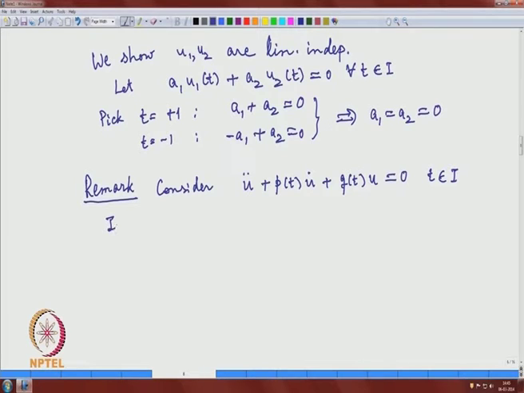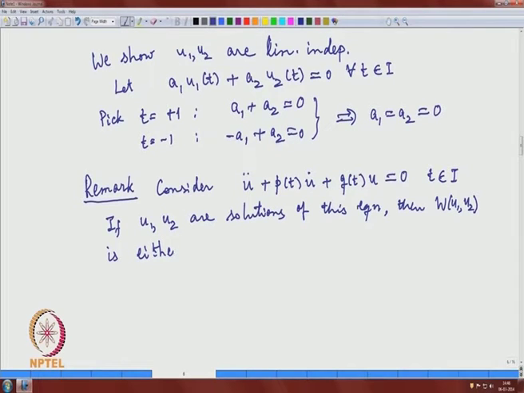So, if u1, u2 are solutions of this equation, then their Wronskian of u1, u2 at any t, okay, their Wronskian, that is a function, is either identically 0 or never 0.